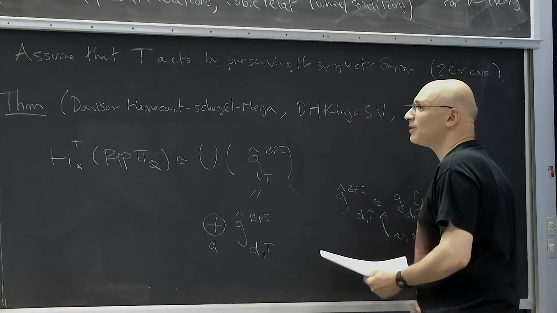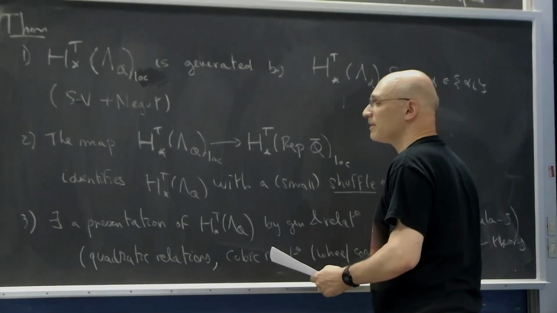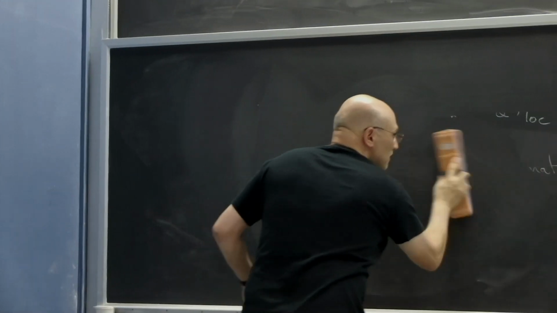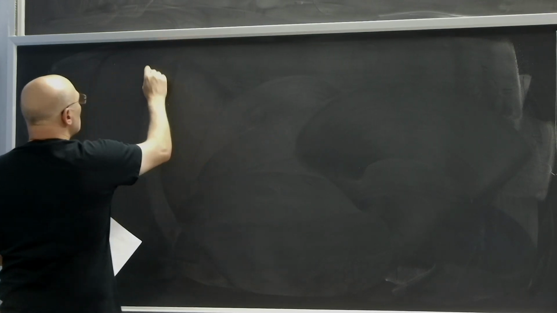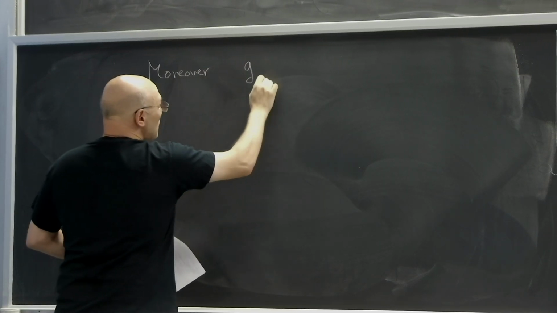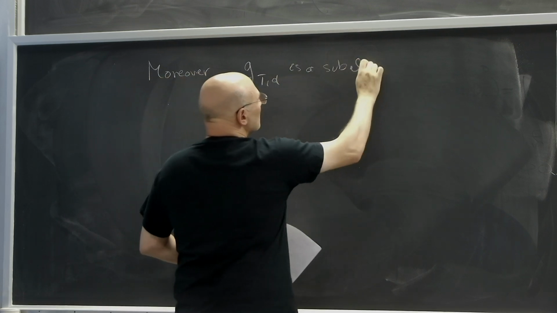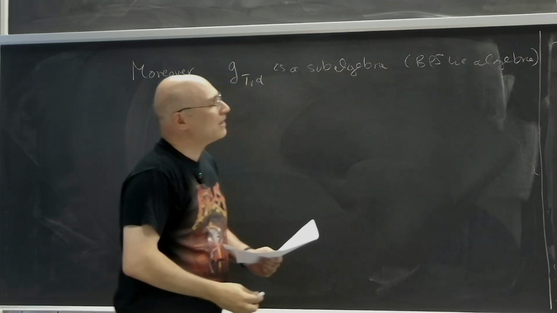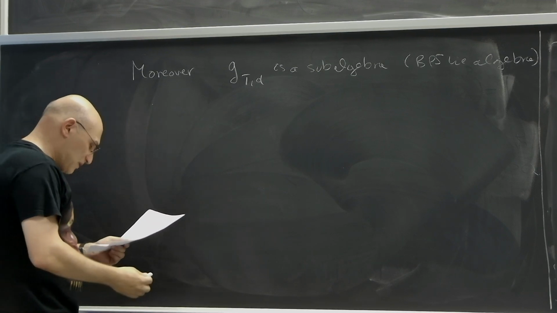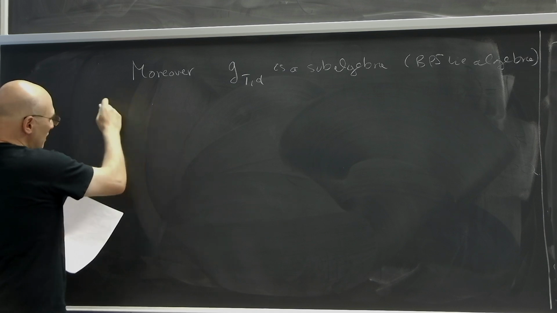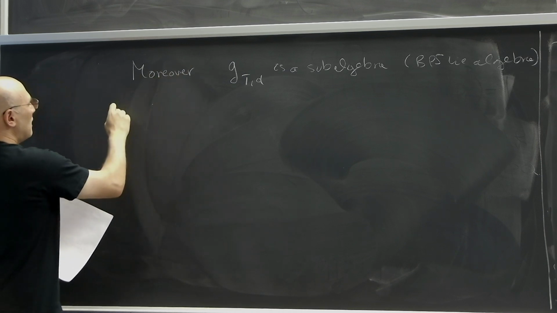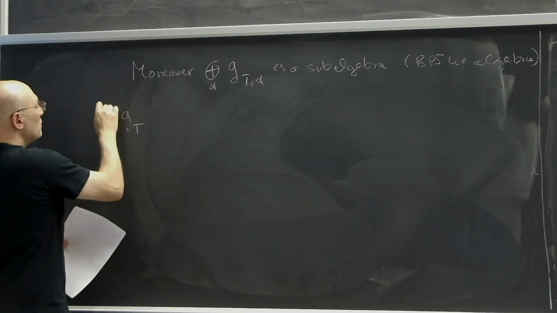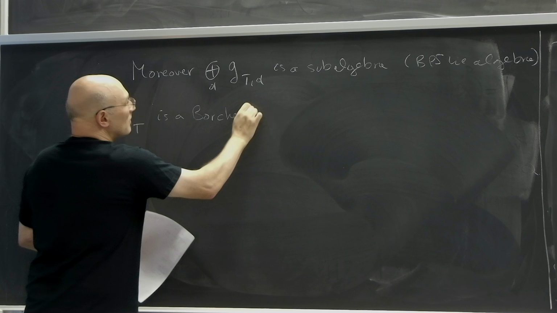Okay, and moreover, there are two algebras. So moreover, GTD is a Lie subalgebra. This is the usual BPS Lie algebra. And so this Lie algebra, and here this is just a result of Ben, Lucien, and Sébastien. This Lie algebra, the sum over D of GD, is a Borcherds algebra. So it's a generalized Kac-Moody algebra.